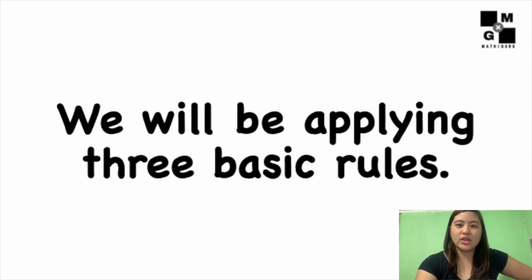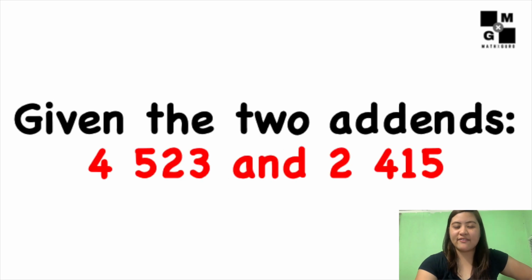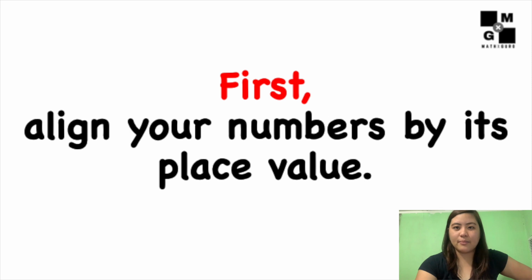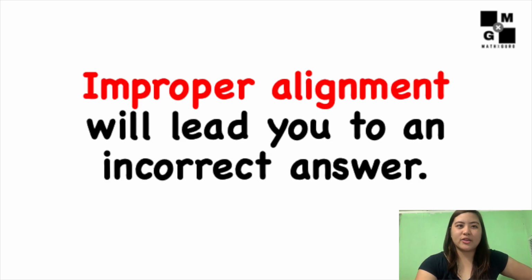So in addition, we will be applying three basic rules. So let's say we have the given two addends, 4,523 and 2,415. First, align your numbers by its place value. Take note, improper alignment will lead you to an incorrect answer. So it's very important to follow the first rule.